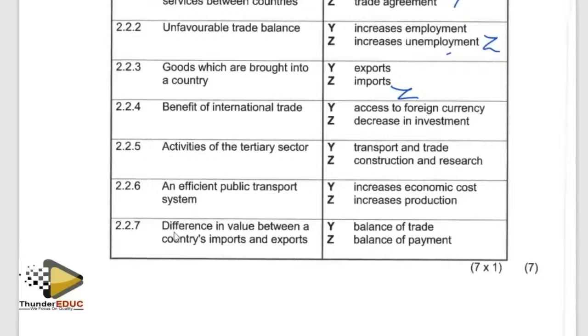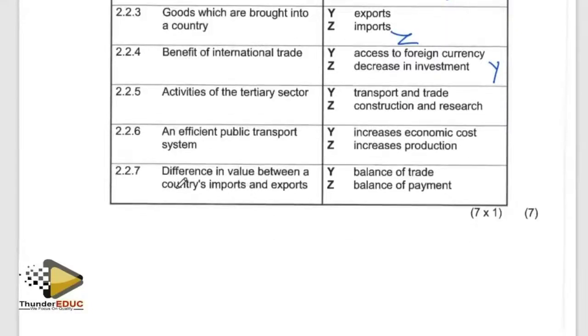2.4, benefits of international trade, access to foreign currency and decrease in investment. It's a benefit. Decrease cannot be a benefit. So the answer is obviously Y. Activities of the tertiary sector. Which activity? Transport and trade. Construction is secondary. So we take Y here. Okay.